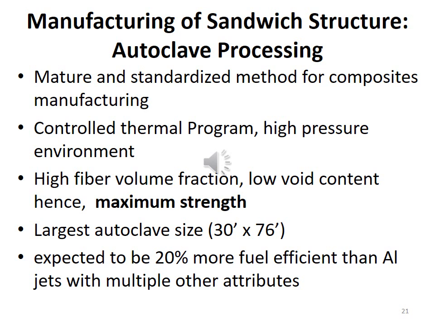The third method, which is autoclave processing, is a more mature and standardized method to prepare sandwich panels. This method yields very stable sandwich panels, which have a controlled thermal program and high pressure environment. With this method, the sandwich panels which are being produced have a maximum strength, a high fiber volume fraction, and low void content.